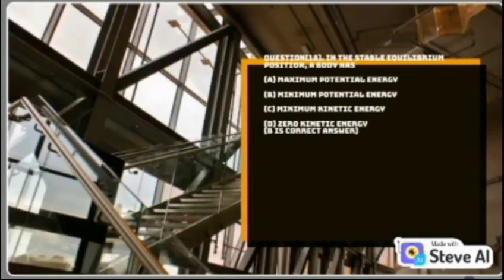Question 18. In the stable equilibrium position, a body has: A. maximum potential energy. B. minimum potential energy. C. minimum kinetic energy. D. zero kinetic energy. B is the correct answer.